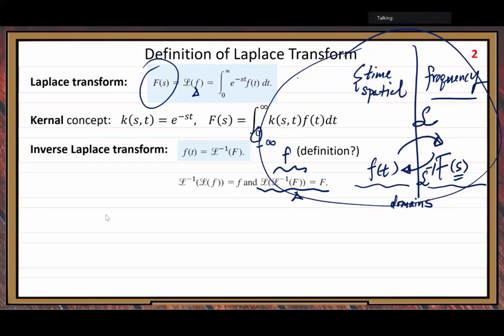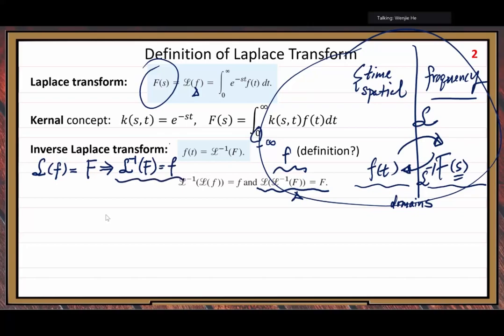Because we can calculate the Laplace transform of a given function and get a different function F, right? That's the direct calculation. But based on this formula and the definition of inverse Laplace, we can immediately write the inverse Laplace transform of capital F equals little f, right?